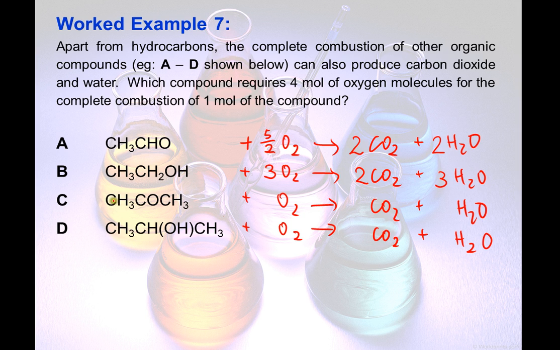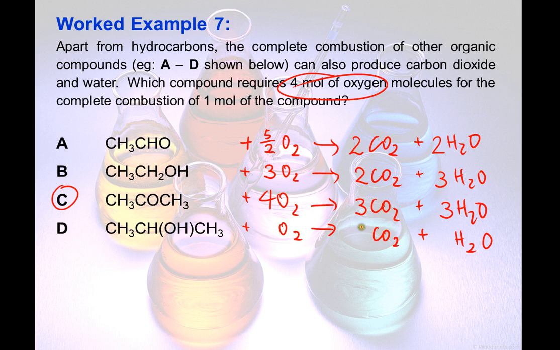For option C, 1, 2, 3 carbons on the right, so 3 moles of carbon dioxide. 3 plus 3, 6 hydrogens, so that's 3 waters over here. So 2 times 3 is 6, 7, 8, 9. 9 oxygens on the right, minus 1 is 8. There we have it. This is the answer because the question wants 4 moles of oxygen. But let's balance the last one anyway.